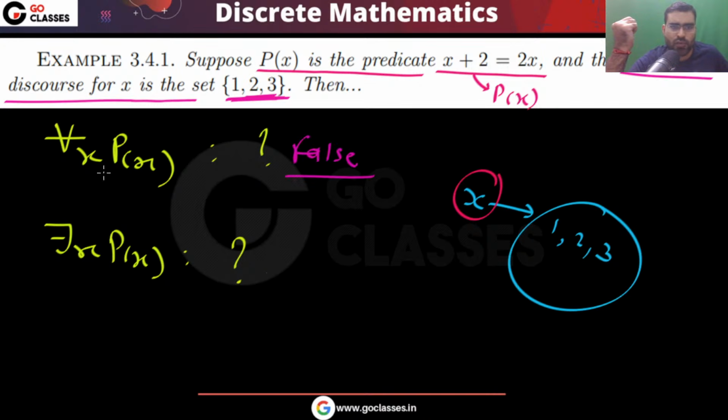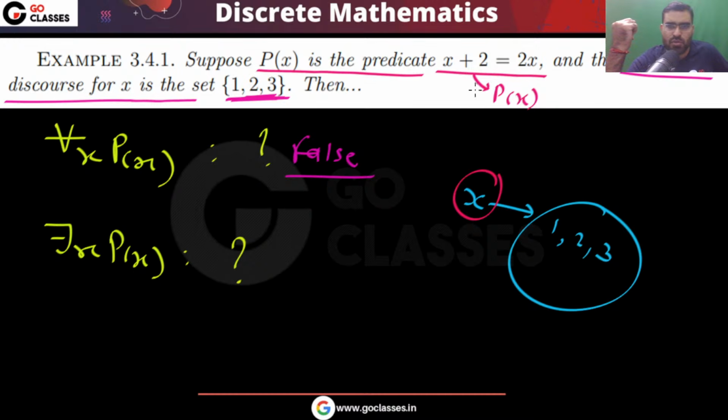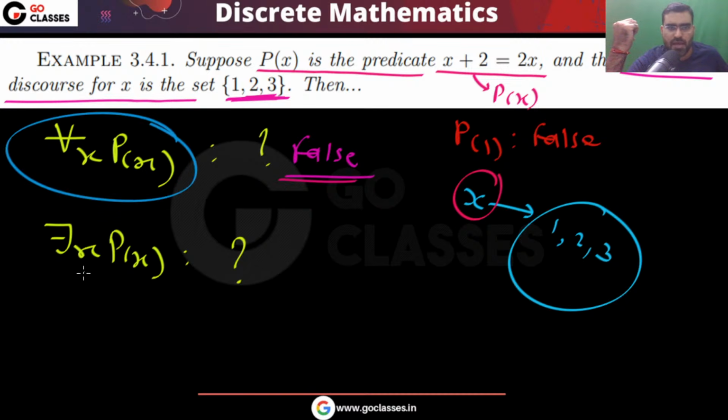Why is this going to be false? Because at least one person is enough to make it false. This expression is saying that for every value of x, P(x) must be true. But you can notice this is not true. You can clearly see that P(1) will be false. So definitely this also will be false, because at least one person is enough to make it false. Okay. Now what about this one?